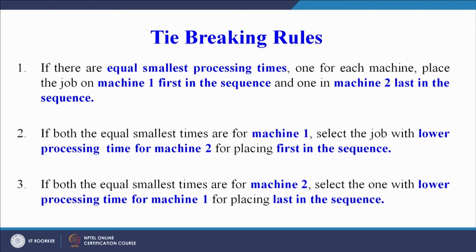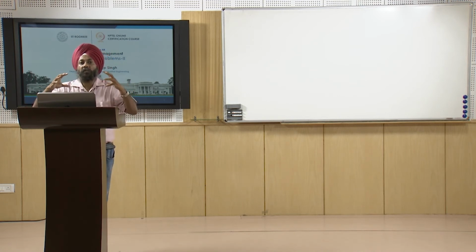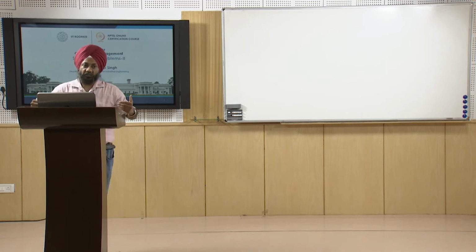Now you can see, if there are equal smallest processing times, one for each machine. Here we have converted the problem from 3 machines to 2 machines. Now suppose we focus on a 2 machine problem only. We have 2 columns, and suppose the minimum value is the same, for example 3 hours. 3 hours is in column 1, and 3 hours is there in column 2 also. Now how to schedule?